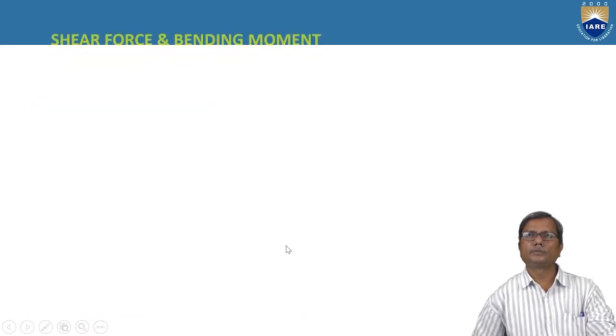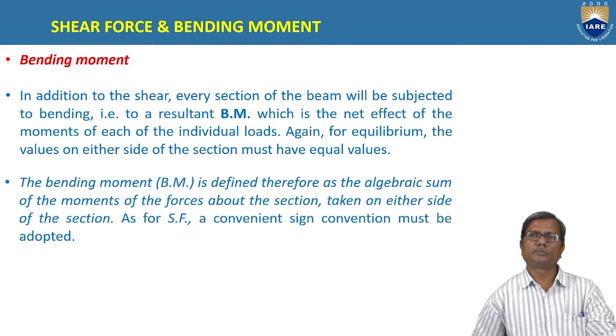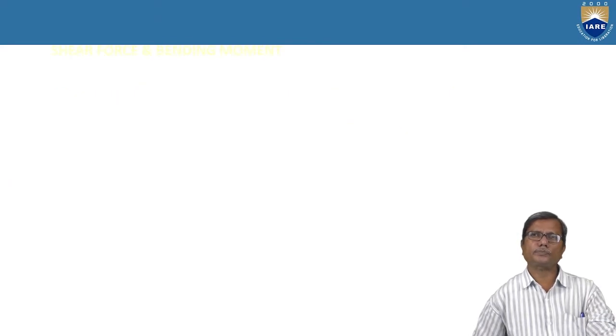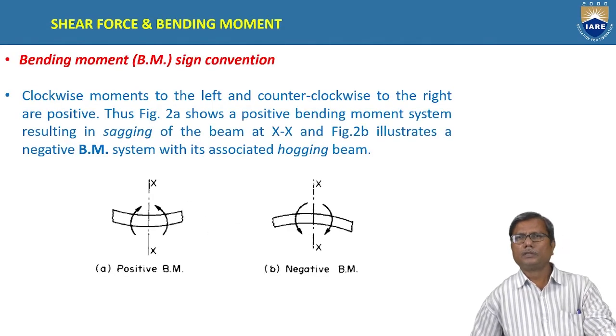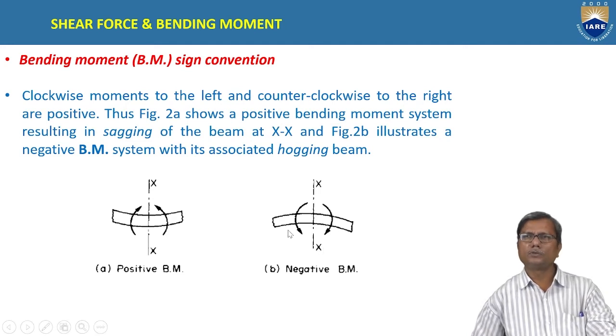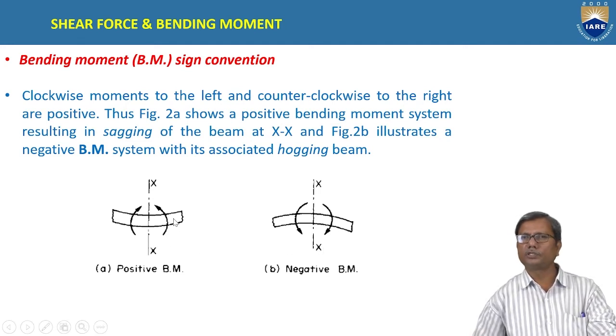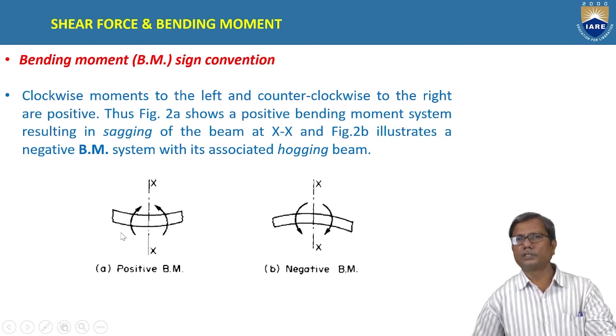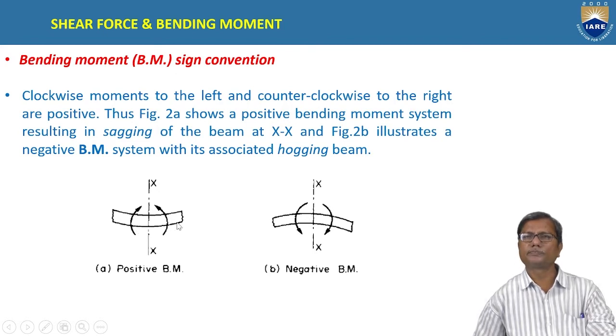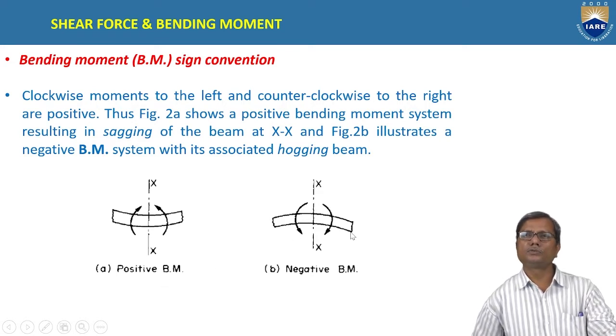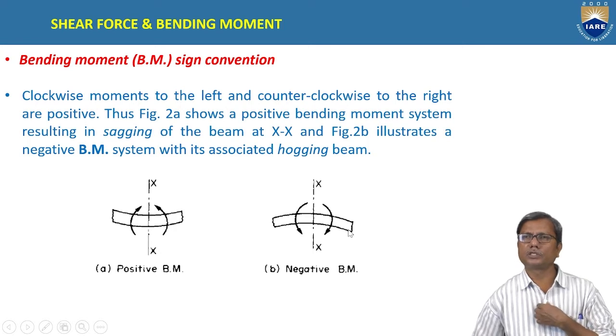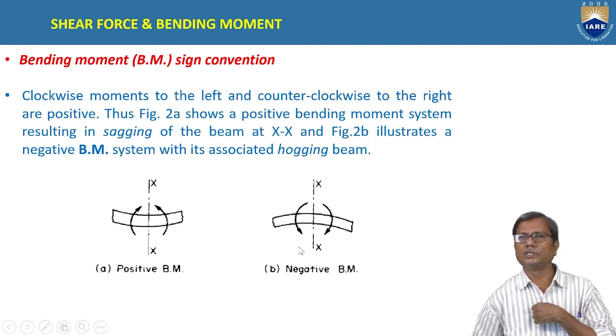Similarly, the sign convention for bending moment is: hogging moment is negative and sagging moment is positive. That means the forces upward on the left side or right side produce sagging moment, so that moment is considered positive, and the moment due to downward forces which produces hogging moment is considered negative.